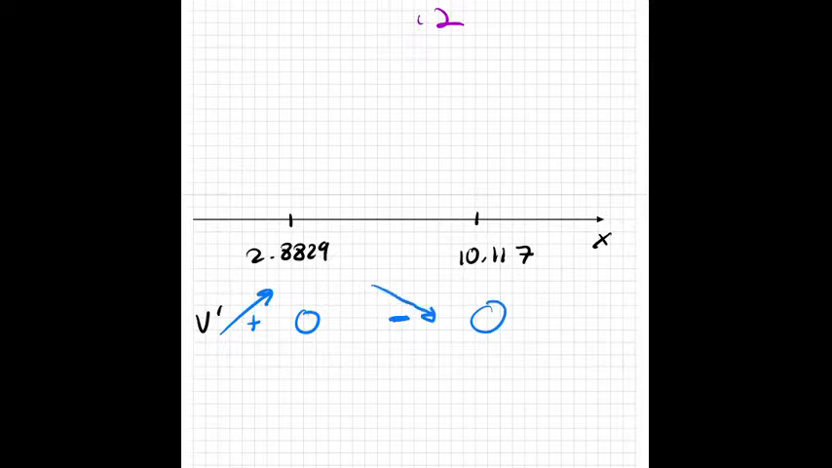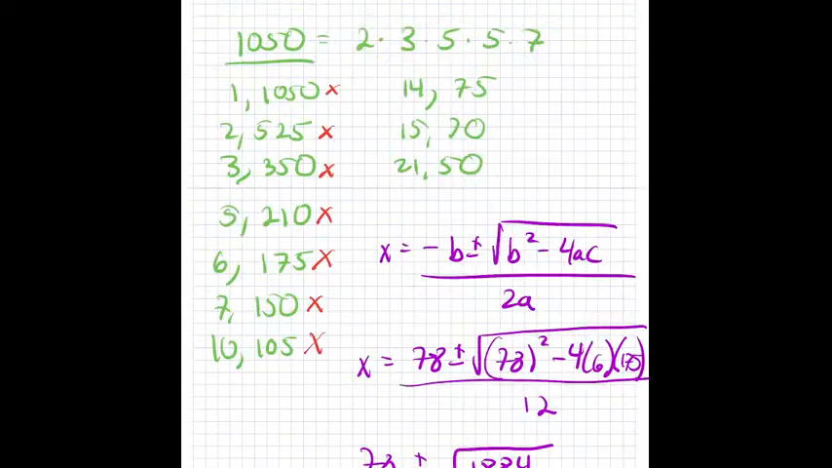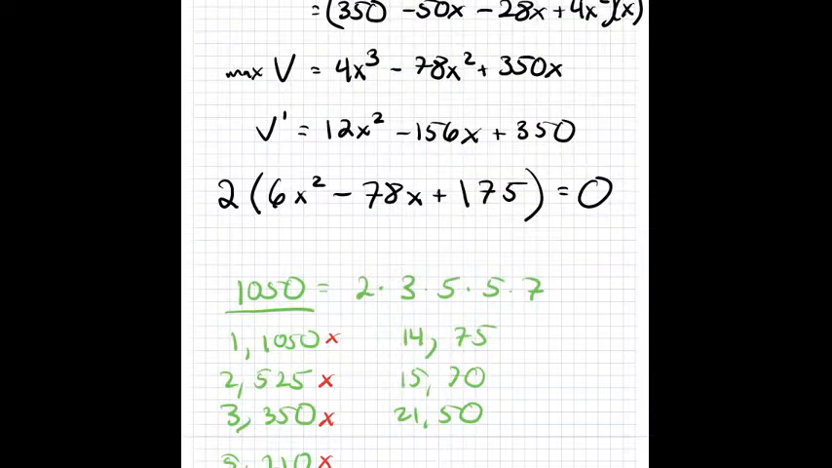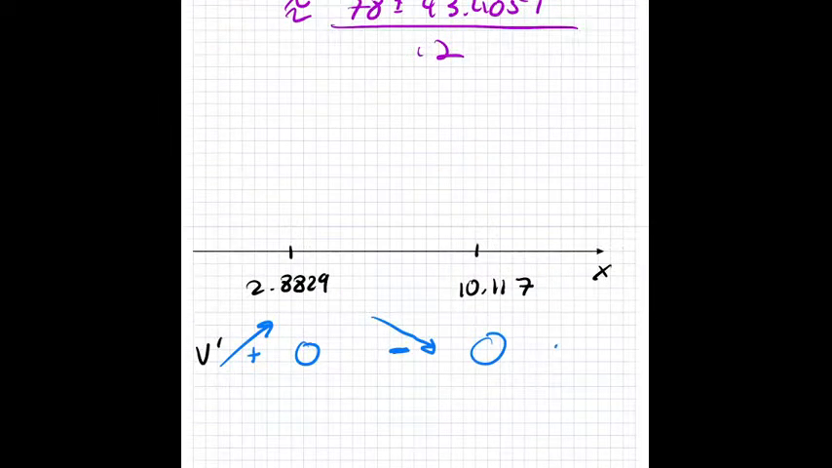Let's choose maybe 12. We're going to repeat that process in the derivative. Hey Siri, what's 12 times 12 times 12 minus 156 times 12 plus 350? It should be positive, and it is. So now what that means is that 2.8829 is going to be our max. This is going to be our min, but we want to maximize the volume. So the max should occur when x is 2.8829, and then we find the corresponding y.